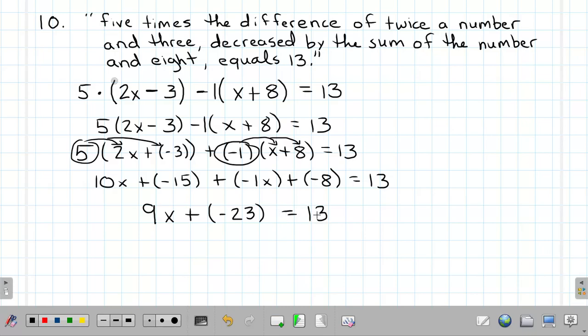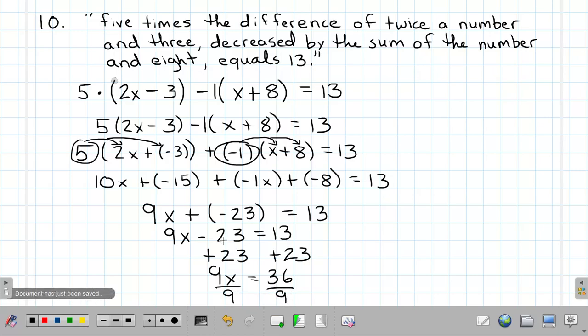Okay. And then once again, I'm going to rewrite it one more time as 9x minus 23, as I've done with all the examples that came before. And now it's just a two-step equation. So add 23, 9x is equal to 36, divide by 9, divide by 9. That means x is equal to 4.